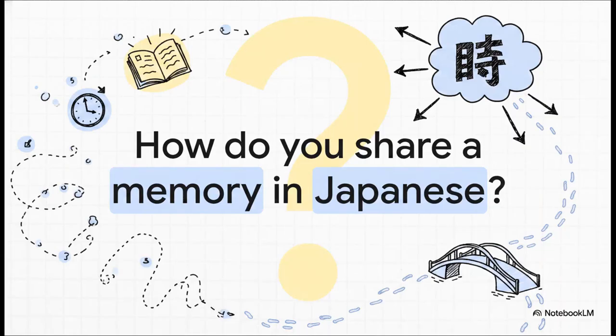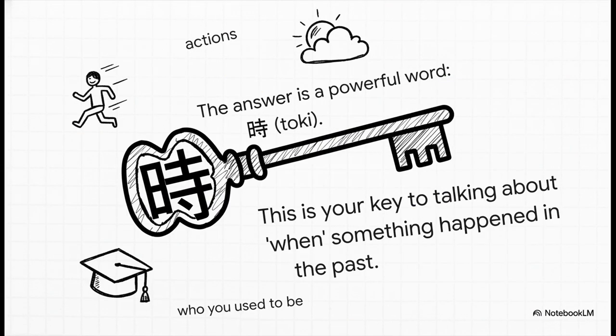So, think about it. You have a memory in your head, a specific moment in time. How do you grab that moment and build a story around it in Japanese? How do you connect the thing that happened first with what came next? Believe it or not, the answer is incredibly simple and elegant. It all comes down to a single word, toki. This little word is basically the master key for talking about the past. It gives you a super consistent way to link actions, descriptions, and even who you used to be.